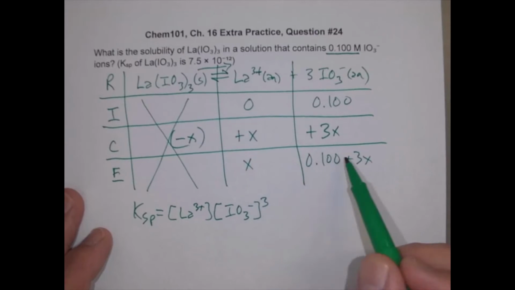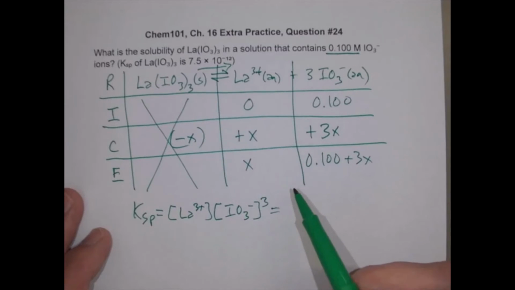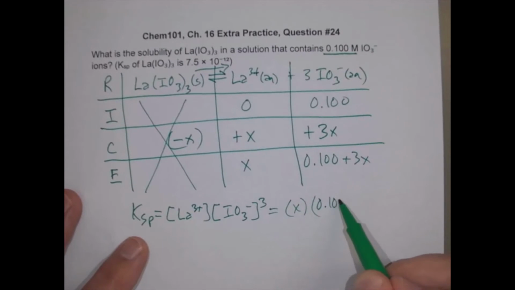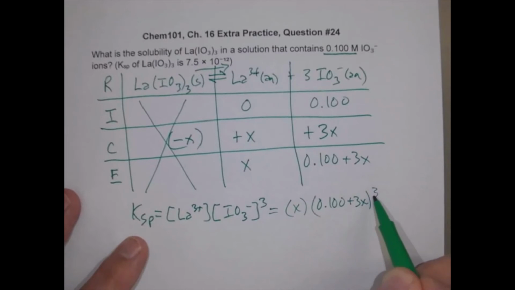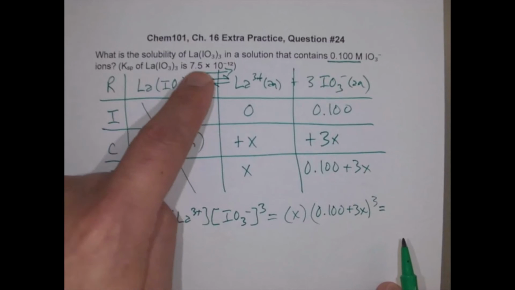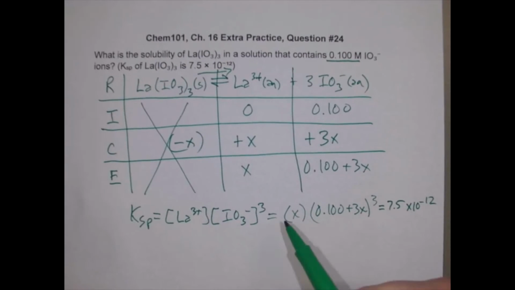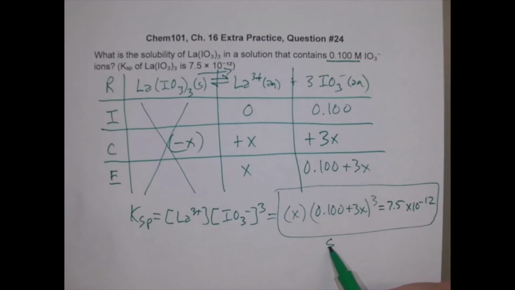So now I can just substitute these terms into my equation for KSP, so that becomes X times the quantity 0.100 plus 3X, cubed, and all of that is equal to the value of the KSP that I'm given, so it's equal to 7.5 times 10 to the minus 12. Okay, so now we're just going to take that, and you can plug that into your calculator, and you solve for X.